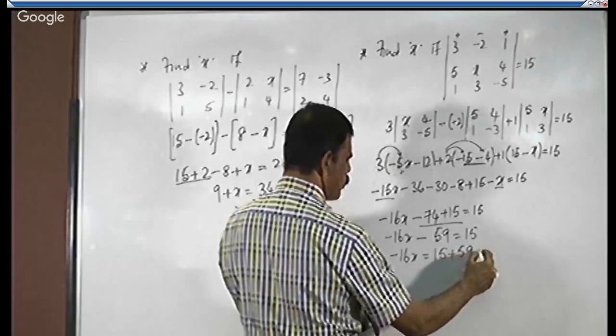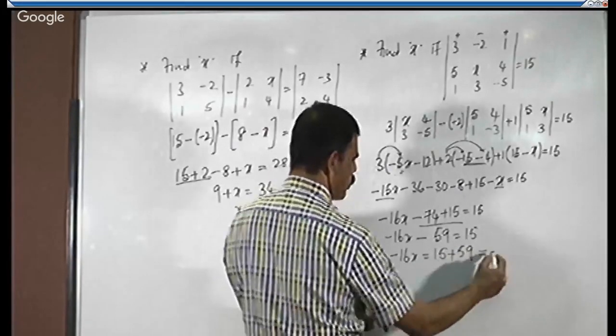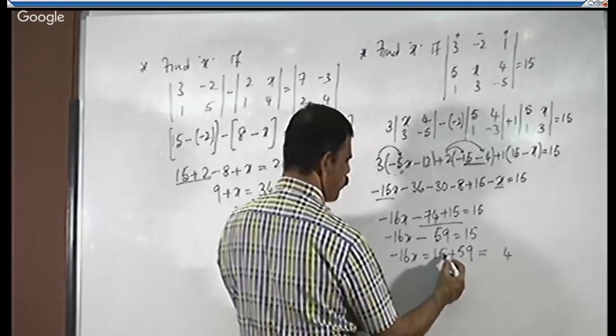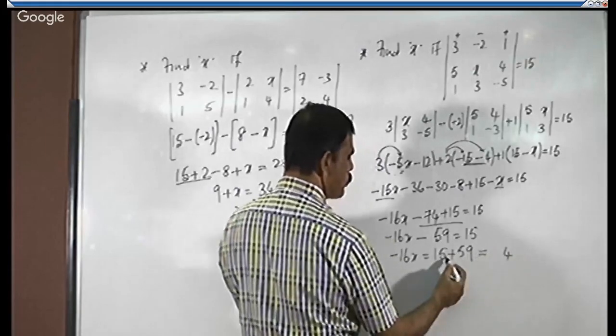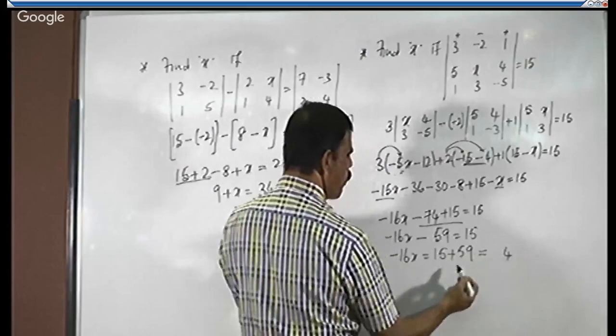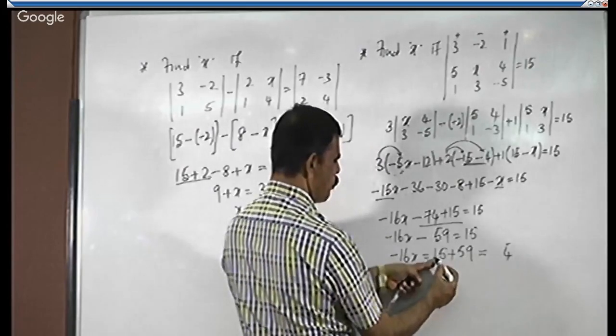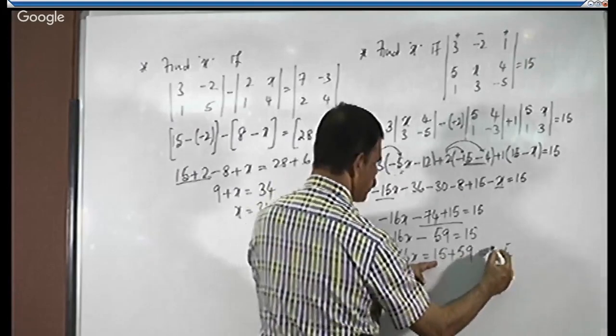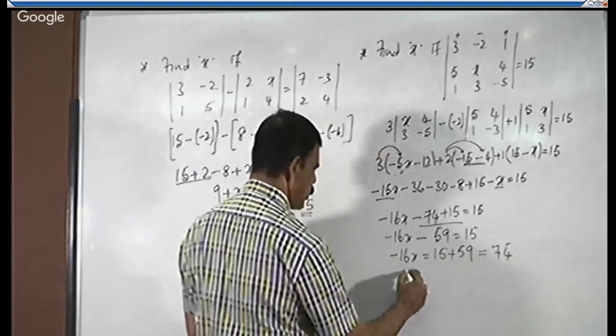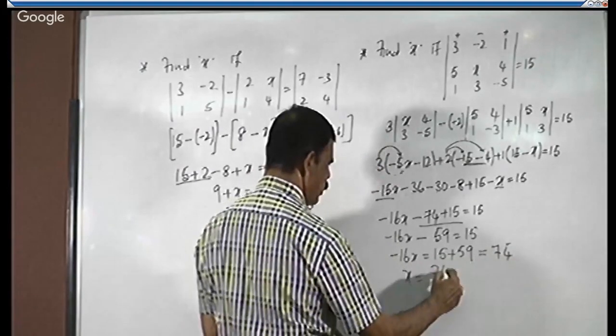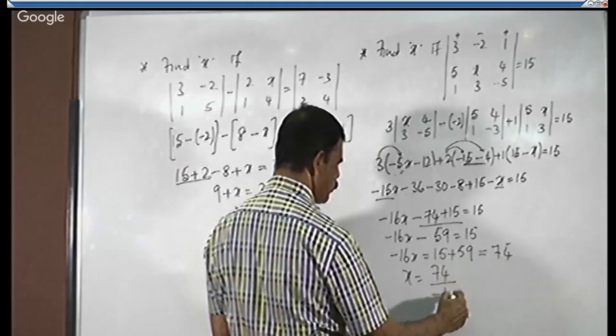Both are positive numbers, add them. It is what? 5 plus 4. 5 plus 9, it is 14. 14, right, 4 carries 1. 1 plus 1, 2. 2 plus 5, 7. Then x is equal to 74 divided by minus 16.